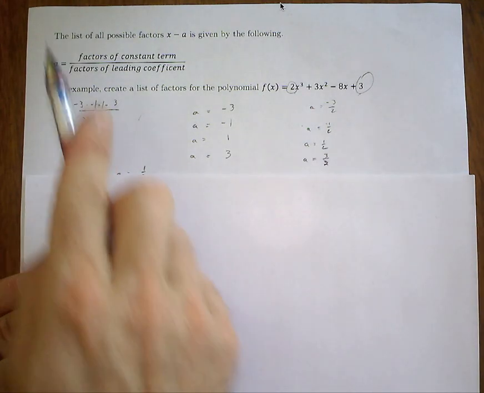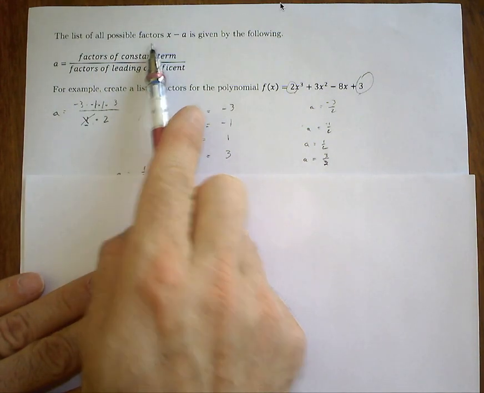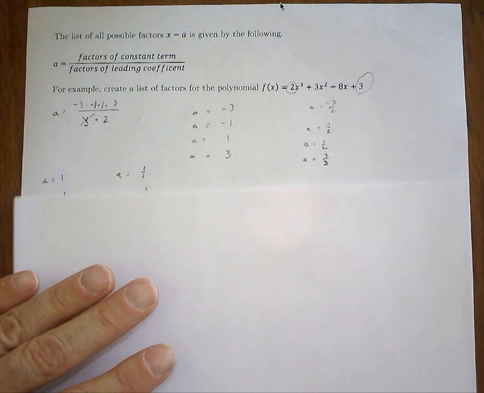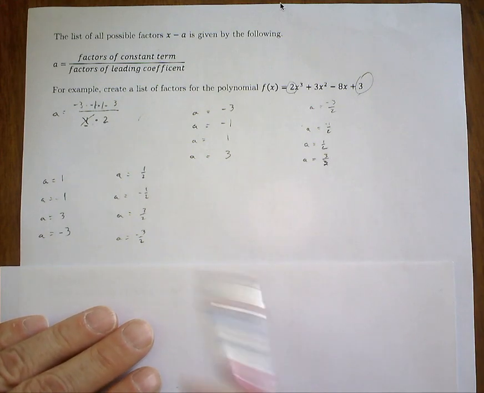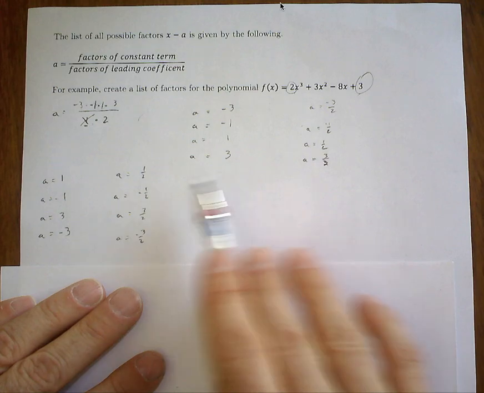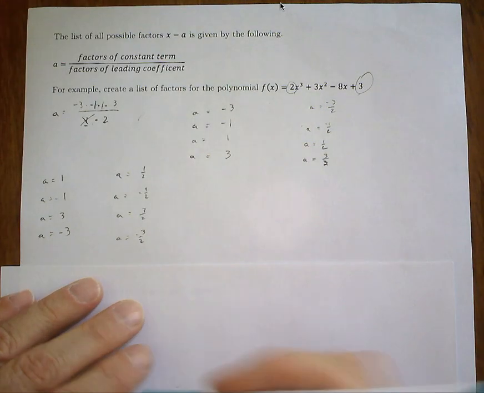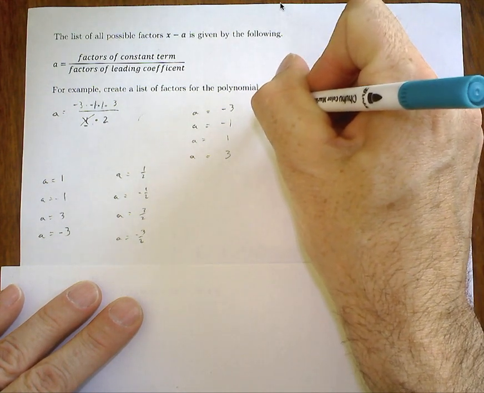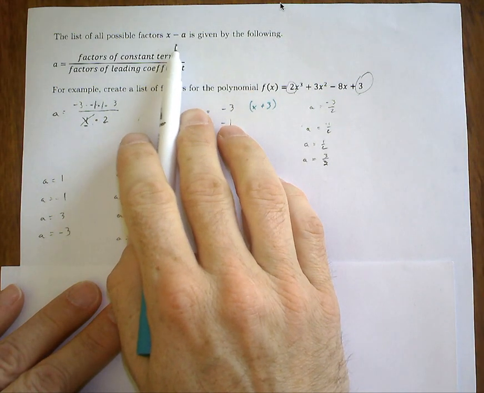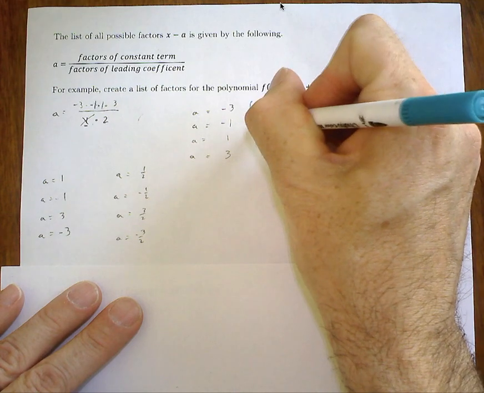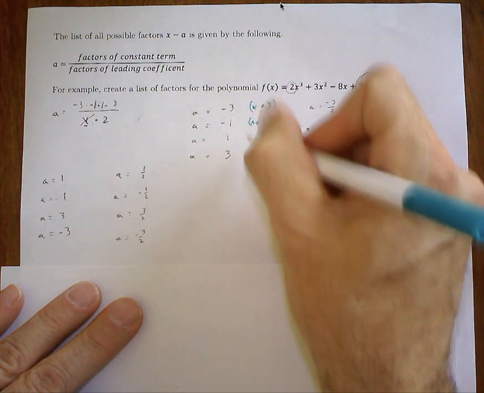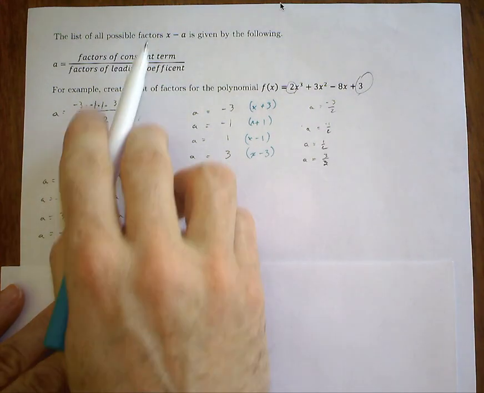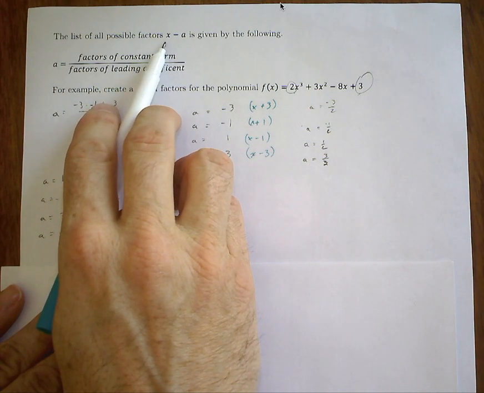Then what are the factors? Let's keep in mind, this is a list of all possible factors in the form x minus a, where a is given by this. Those are my possible values of a. I'm just going to write out the corresponding factors. This would result in the factor x plus 3, since in the form x minus a, a is negative 3. This would be x plus 1. This would be x minus 1. This would be x minus 3, right? A is 3, so it's x minus positive 3, which turns into x minus 3.